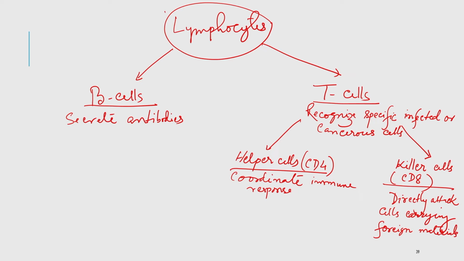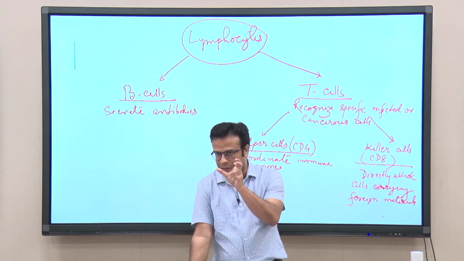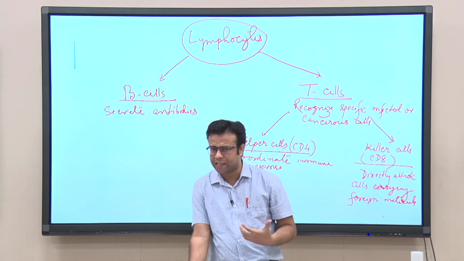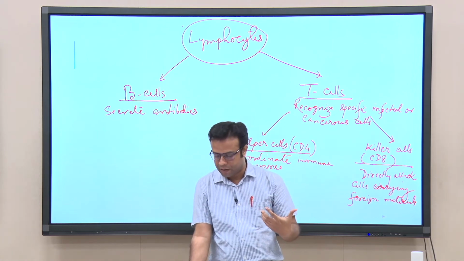Okay. So these are the major cells of the immune system which are responsible for immune functions, primarily the lymphocyte component of the white blood cells. They again have two types of cell. One is B cells, which secrete antibodies in response to external agents to fight them, and T cells specifically recognize certain cells, such as cancerous cells or infected cells, and attack them.